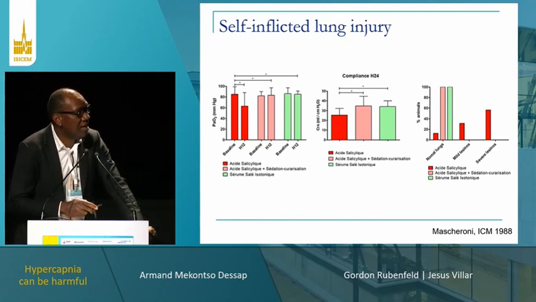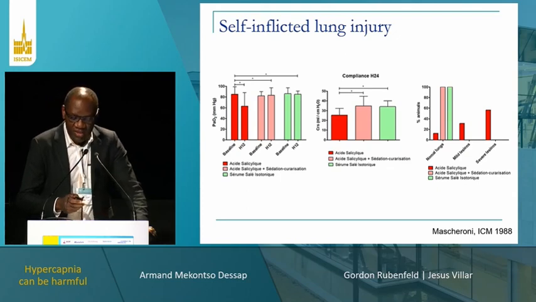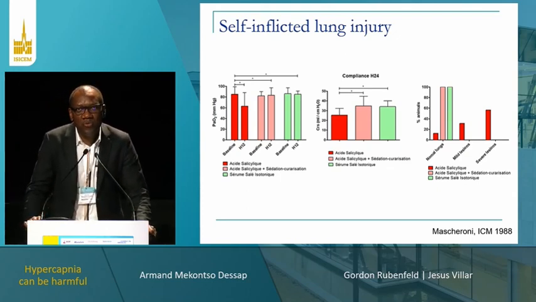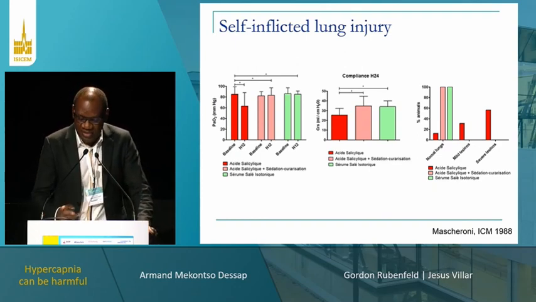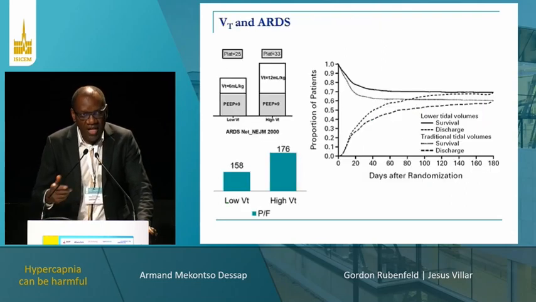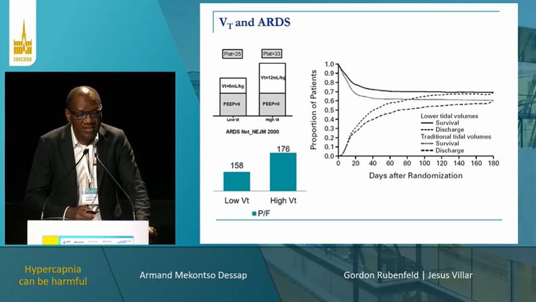You can see here the red bars with a decrease in oxygenation, a decrease in the respiratory system compliance, and the percentage of animals with moderate or severe lesions increasing, as compared to animals which were not able to increase their ventilation because they were paralyzed after intubation. And we all know that this excess increase in the tidal volume is deleterious. These are the results of the Armand study showing that the use of increased tidal volume increases mortality.